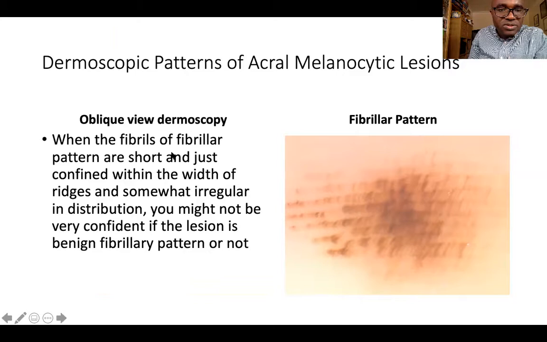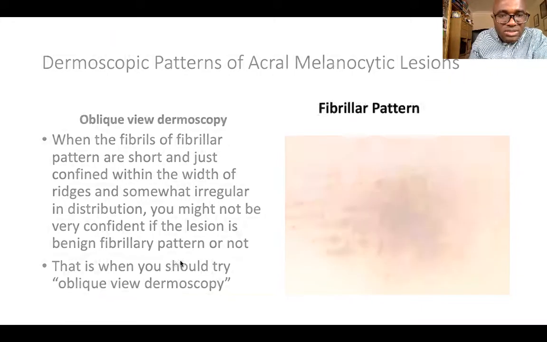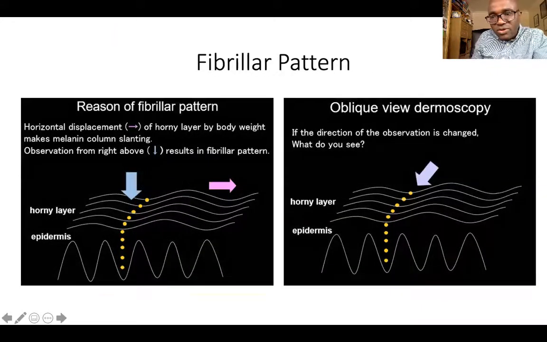When the fibular pattern shows lines that are short and just confined to the width of the ridges, you might not be able to be confident in saying that this lesion is benign. But when you use oblique dermoscopy, you are able to do that. When you look at it sideways under dermoscopy, like how I was showing you, instead of looking straight, you're able to appreciate that this is a parallel furrow pattern, because of where the pigment is on the furrows.